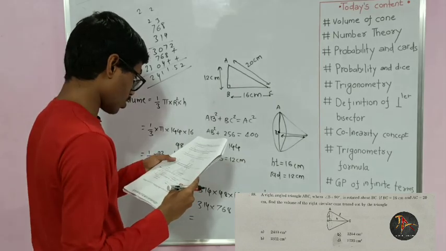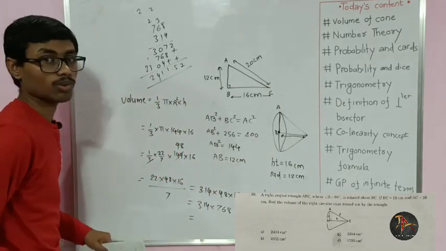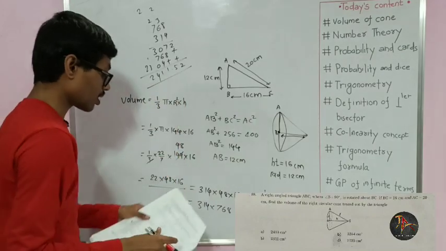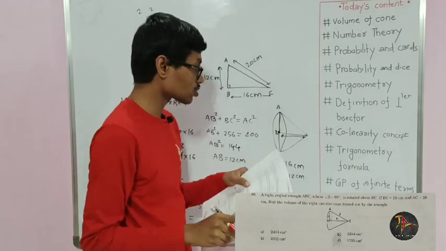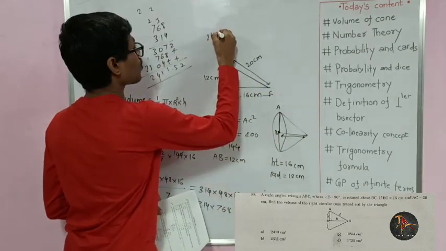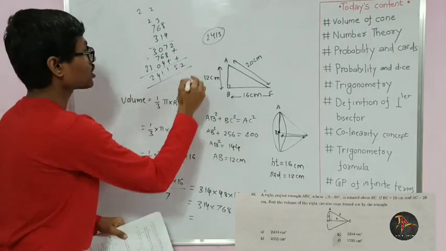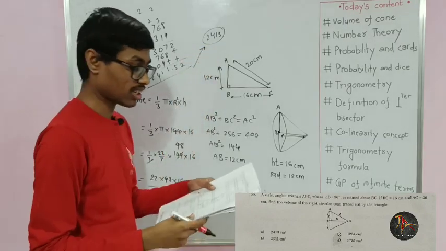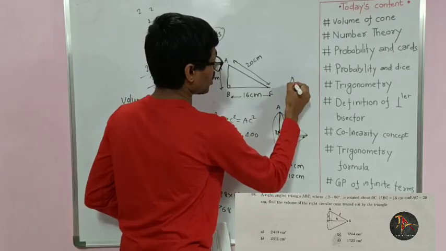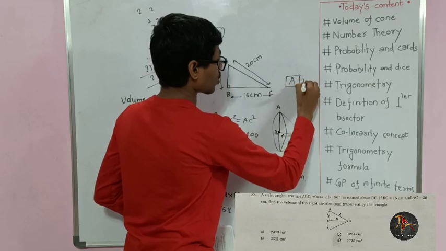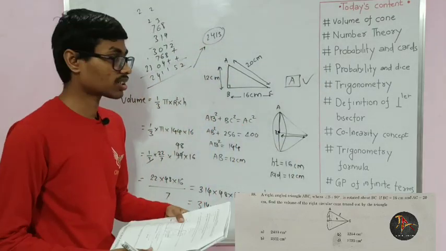Now we are getting 2411.52, and this is close to 2413. So the correct answer for this question should be option A.